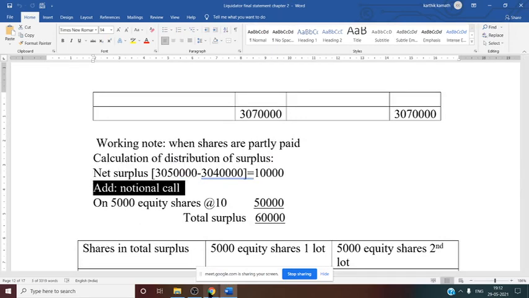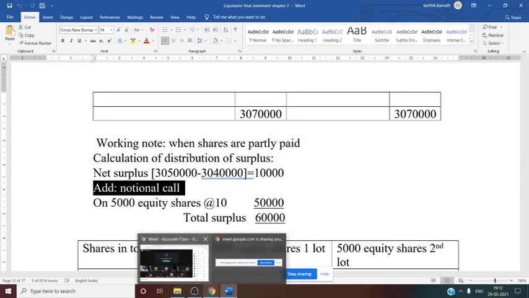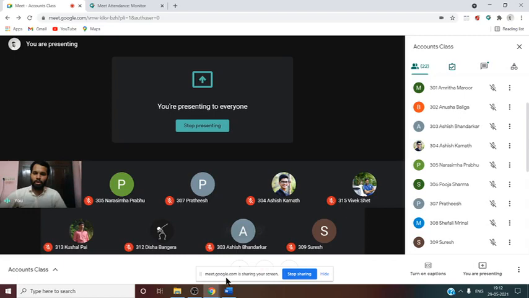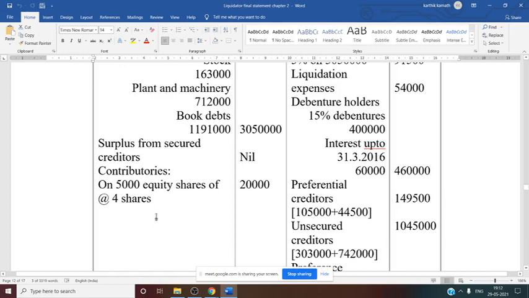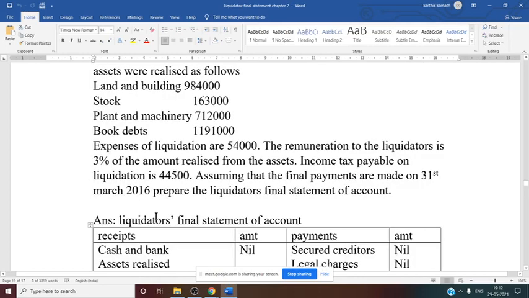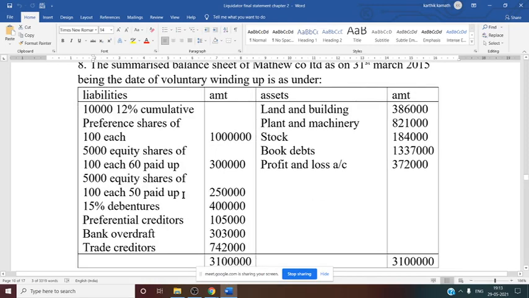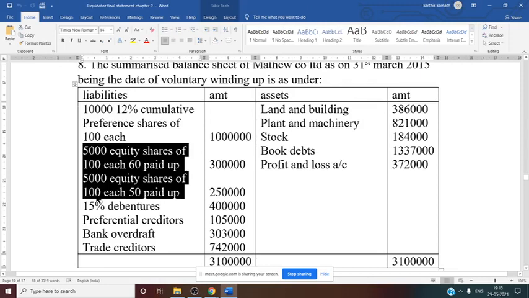Now you may ask me, what is a notional call? A notional call is nothing but you are making one imaginary call. What do you mean by imaginary call? Imaginary call in the sense we are going to equalize the paid up value. Now again, if you see the question, this is a very important part. How to equalize the paid up value? First you have to identify what are the partly paid shares. We have identified on the liability side there are two partly paid shares.